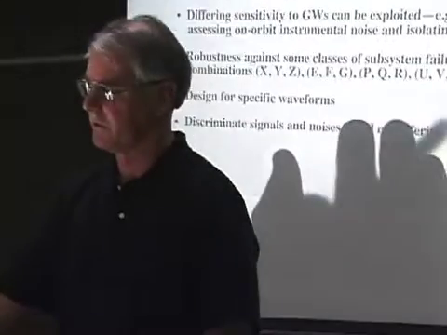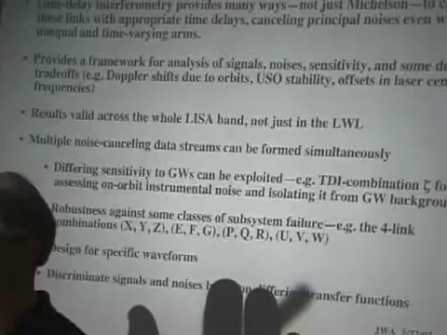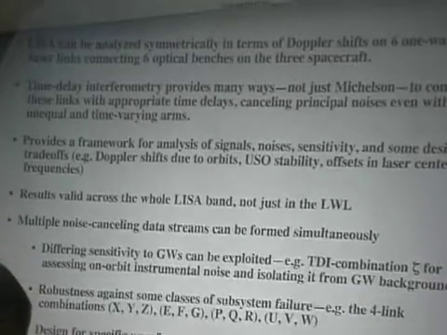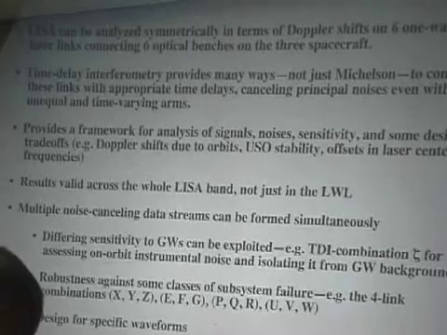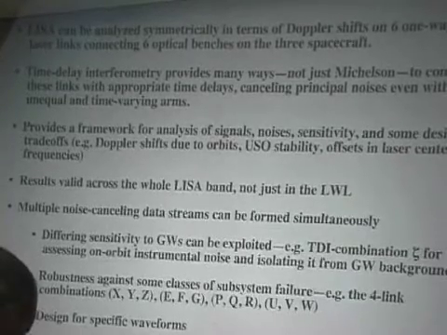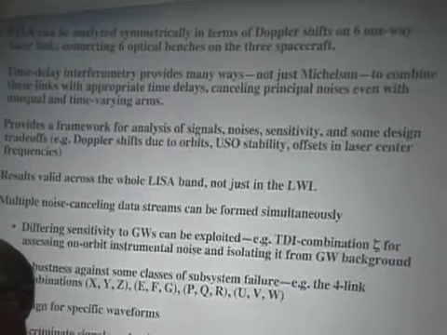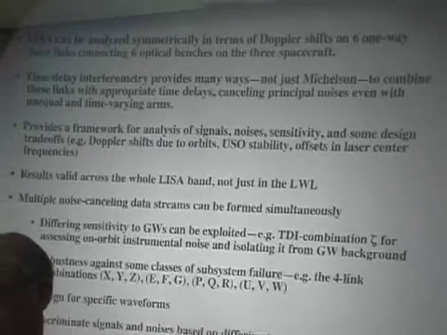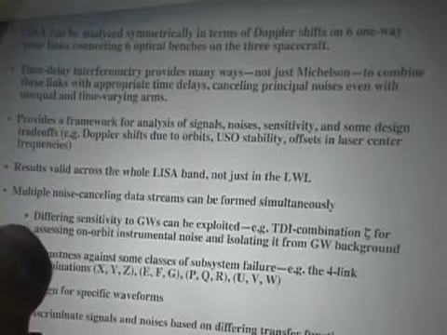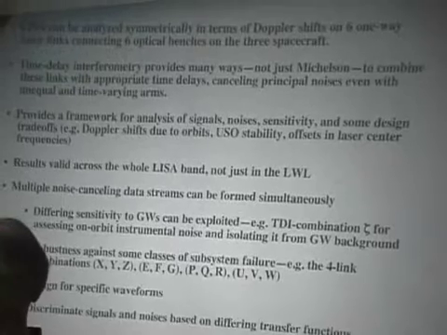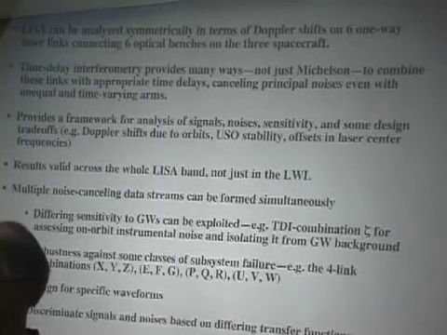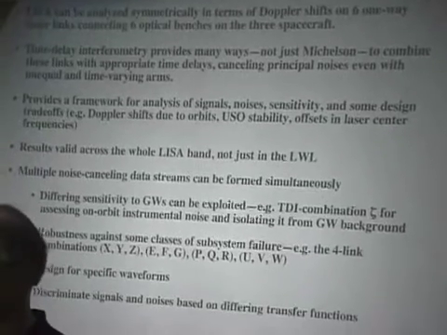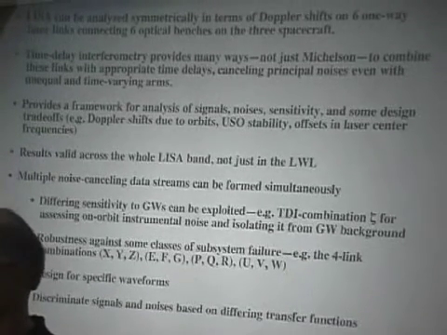So let me just summarize. LISA can be analyzed symmetrically in terms of the one-way links. You can take those time series, those one-way link delta frequencies, offset them and add them in such a way as to cancel the main noise sources or suppress them in the case of time-varying arms. I'm sort of keen on TDI as a framework for system engineering. You can make trade-off studies.